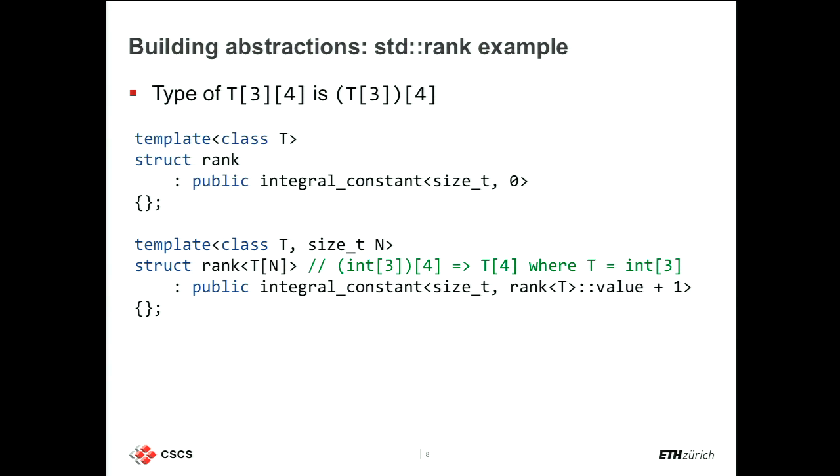So the primary template is this one. If T is not an array, then the rank of this guy is 0. A scalar has dimension 0. So a one-dimensional array is rank 1, a two-dimensional array is rank 2, and a scalar is simply rank 0. So at some point the rank T colon colon value will be 0, and I finish my iteration. Is it clear how rank works? So now we have the rank.